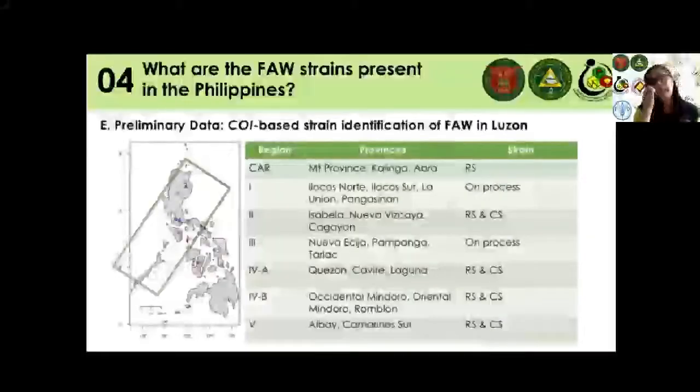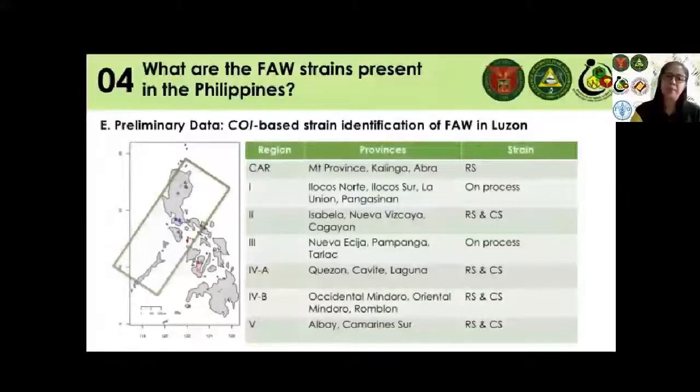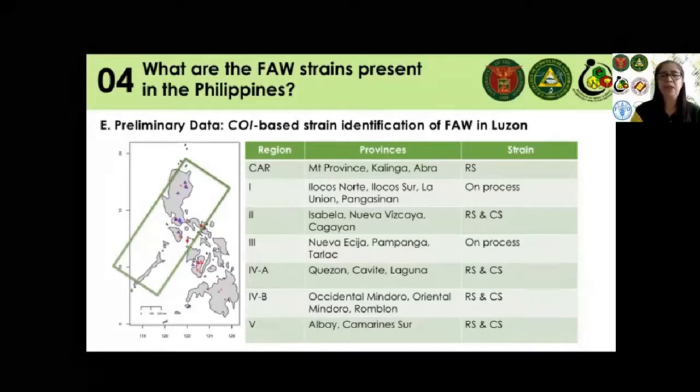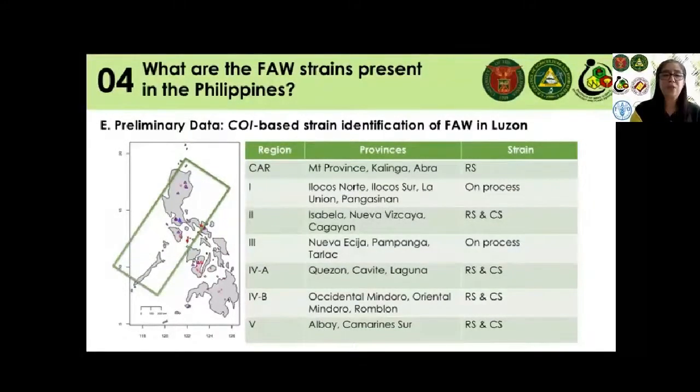We have collected FAW samples from 15 regions in the country. However, we're still working on some specimens, and therefore we can only share our partial data. So the blue triangles in the map represent the corn strains, while the red circles indicate the rice strains. The presence of corn and rice strain based on the partial COA1 nucleotide sequences can be observed in Luzon. So rice strain individuals are dominant compared to corn strain.